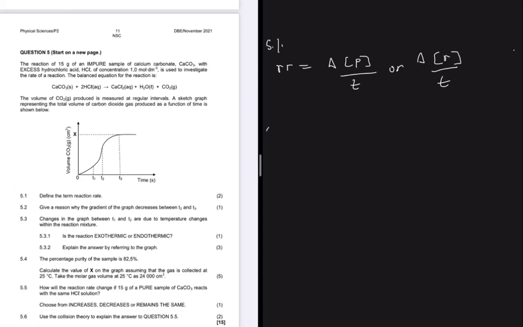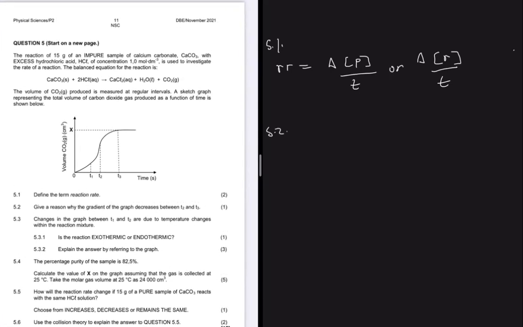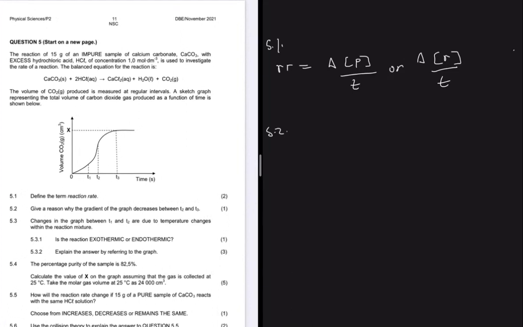And then 5.2 says, give a reason why the gradient of the graph decreases between T2 and T3. This is the part we're talking about that I just highlighted in yellow on the left hand side. The question is saying, give a reason why the gradient of the graph decreases between T2 and T3.